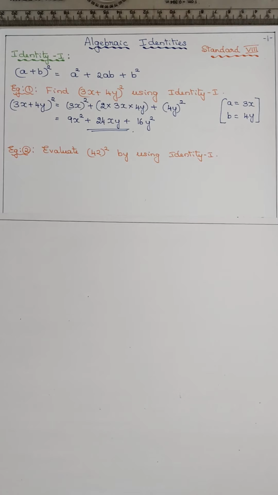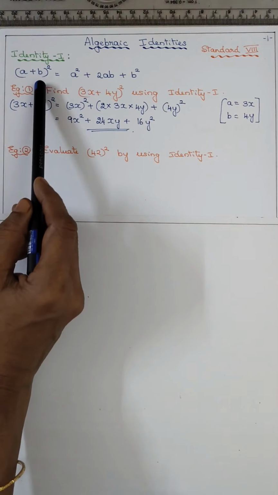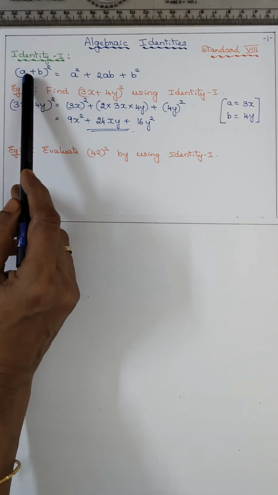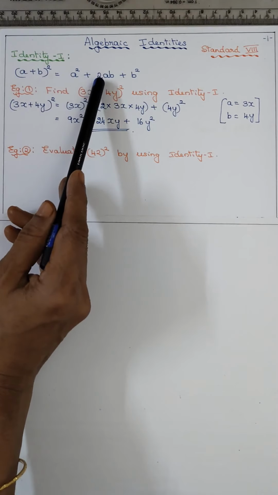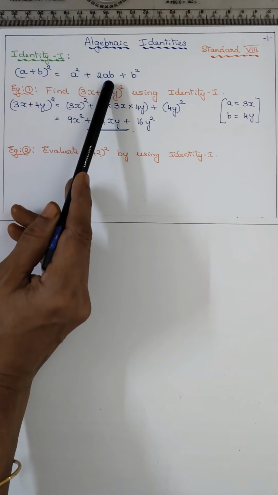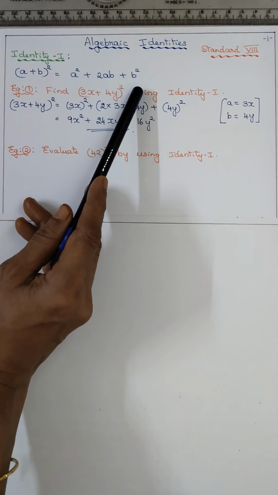Today we will discuss the lesson algebraic identities. Now what is an identity? It is the product, the multiplication. So in the first identity, (a plus b) the whole square means what? (a plus b) into (a plus b). When you multiply, you will get the answer a squared plus 2ab plus b squared.